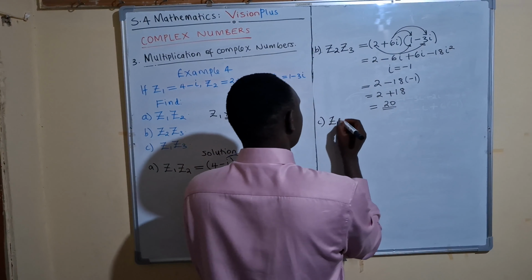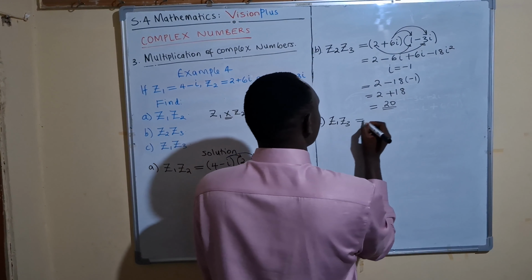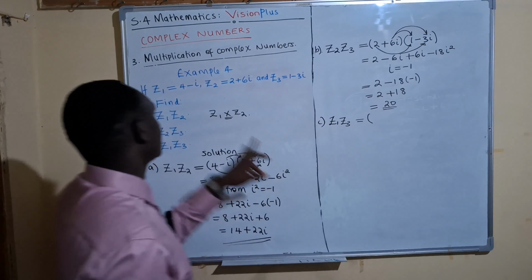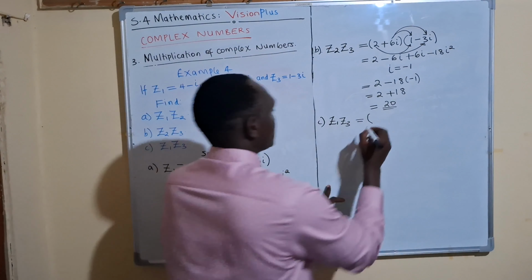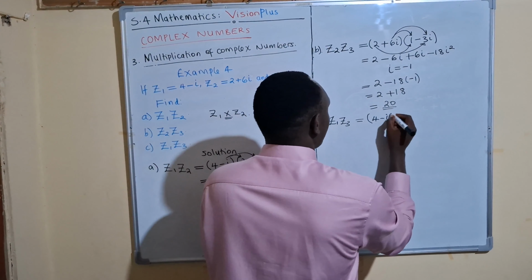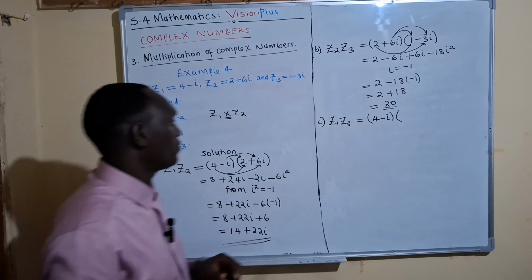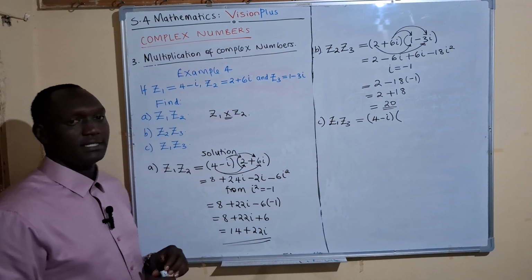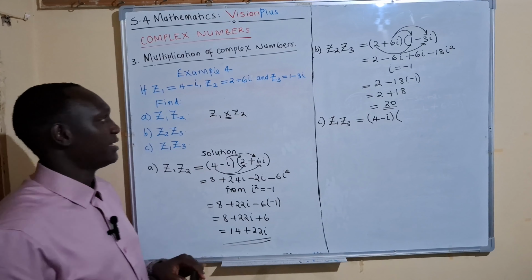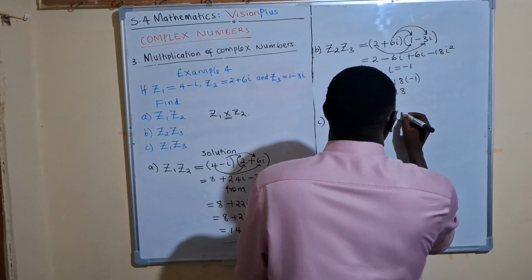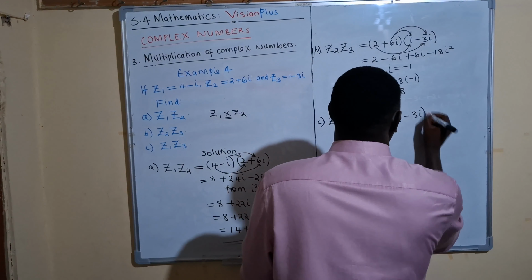It is just Z1 times Z3. So we are simply going to substitute. What is Z1? It is 4 minus i. So we say here 4 minus i times what is Z3? Z3 is 1 minus 3i. So I'll put here 1 minus 3i.